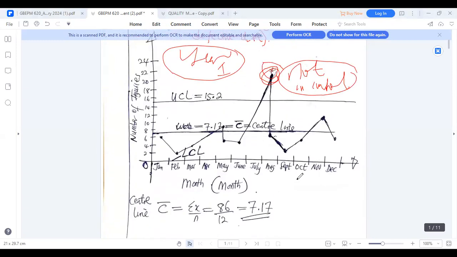Here we're simply saying for this one, it is up above the upper control limit. This is the center line. This is the lower control limit. So this one, for one of the months, is above the upper control limit. So the process is not in control, because one of them has been above the control limits.